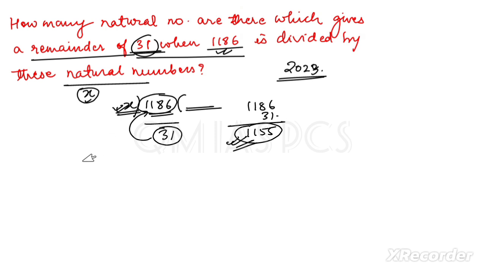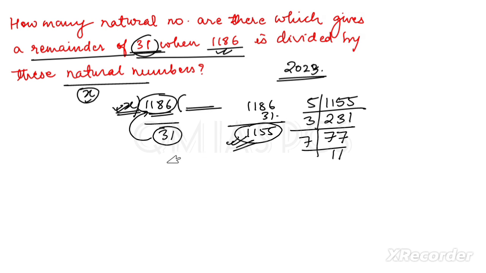So we have to first find the prime factorization of 1155. It will be 5, then 3, then 7, and then 11. So completely it will be 5, 3, 7 and 11.